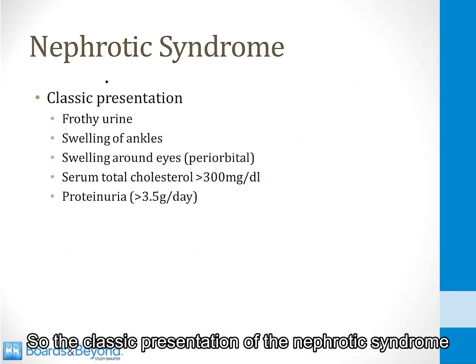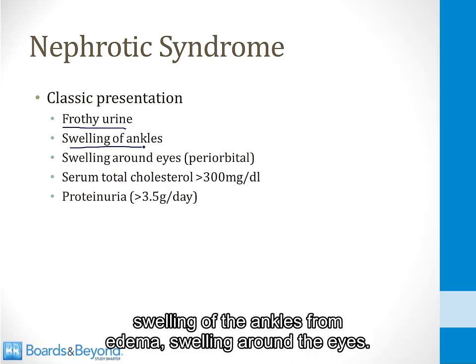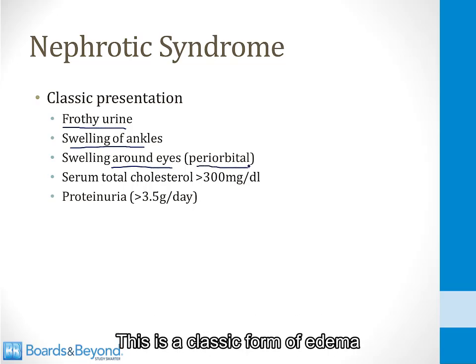So the classic presentation of the nephrotic syndrome is the development of frothy urine, swelling of the ankles from edema, swelling around the eyes. This is called periorbital edema. This is a classic form of edema to occur when albumin levels are low in the nephrotic syndrome.